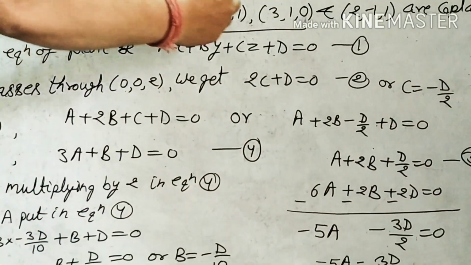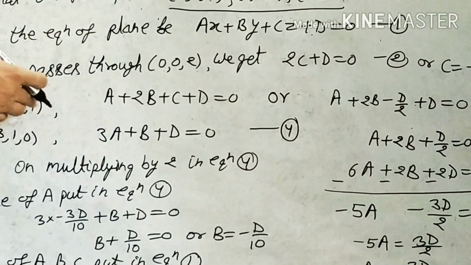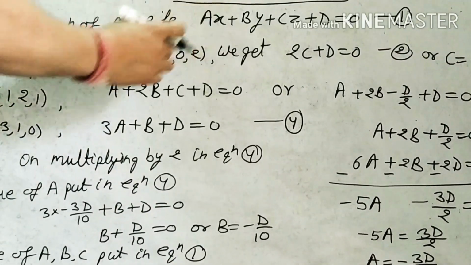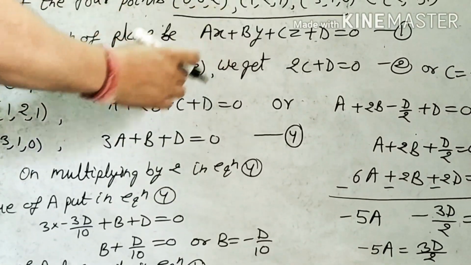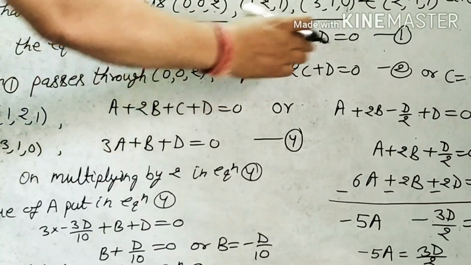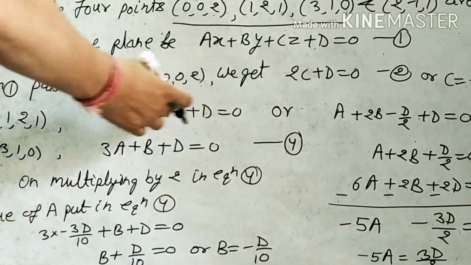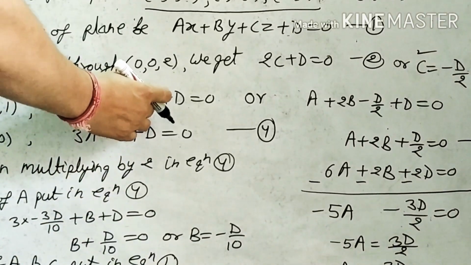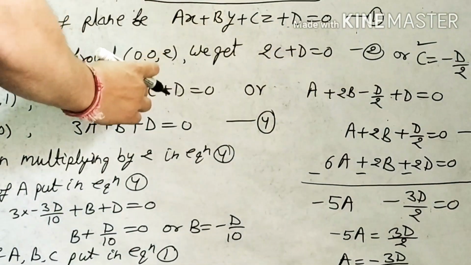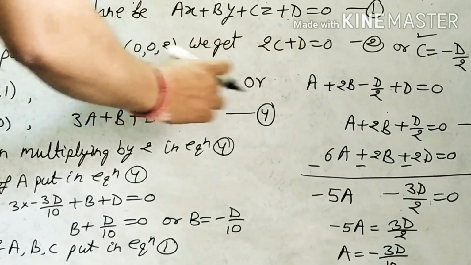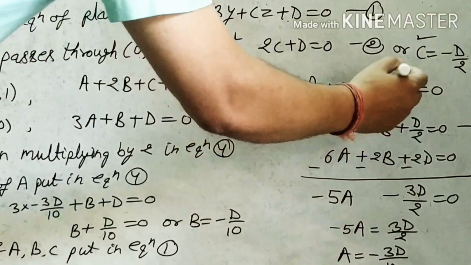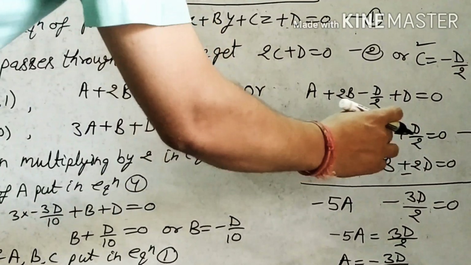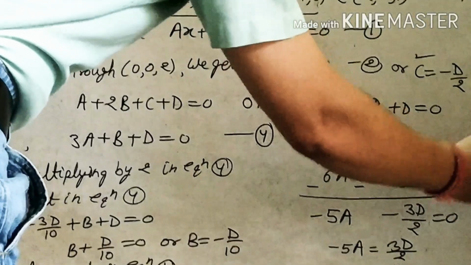Second point, 1, 2, 1. When the plane passes through 1, 2, 1, this time x is 1, y is 2, z is 1. x1 means a, y2 means 2b, z1 means c, d as it is. A plus 2b plus c plus d equal to 0. You can put the value of c in terms of d: c equal to minus d upon 2, a plus 2b as it is, c replaced by minus d upon 2, plus d as it is. Simplify: 2d minus d means plus d upon 2. You will get a plus 2b plus d upon 2, that is your equation third.